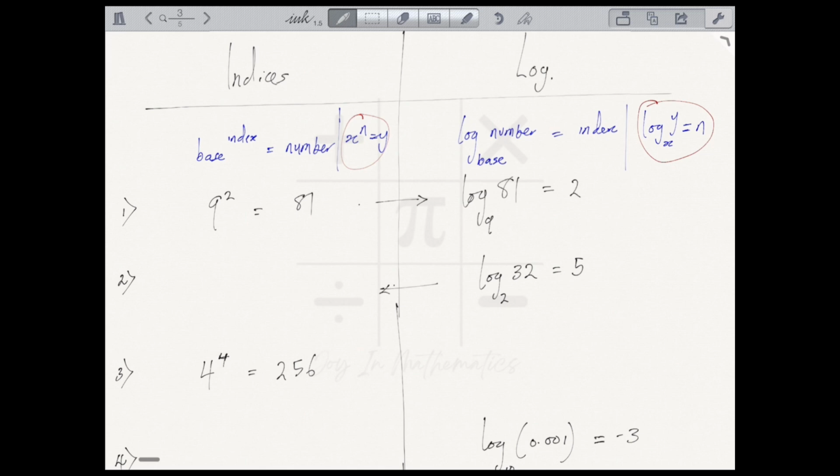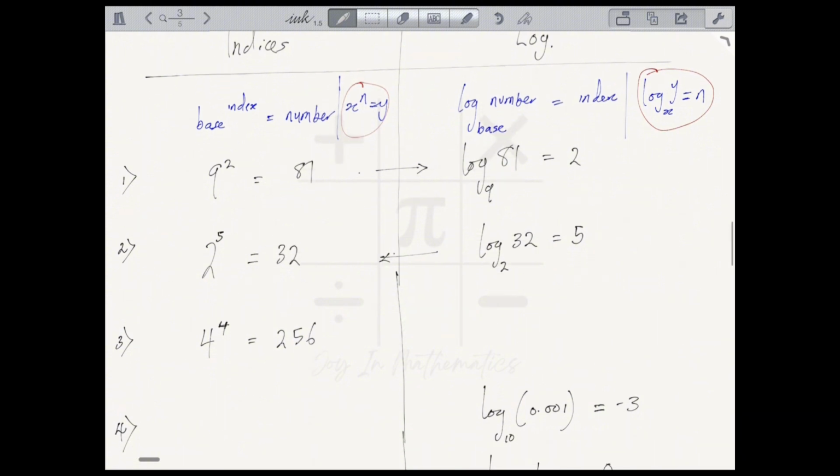Now in the second question, we have log 32 to base 2 is equal to 5. So the number is 32, the base is 2, the index is 5. So therefore we are saying that the base raised to the power of the index, the base is 2, the index is 5, is equal to the number, which is 32. So all we can see is an analogy between this relation in terms of indices and this relation in terms of logarithm.